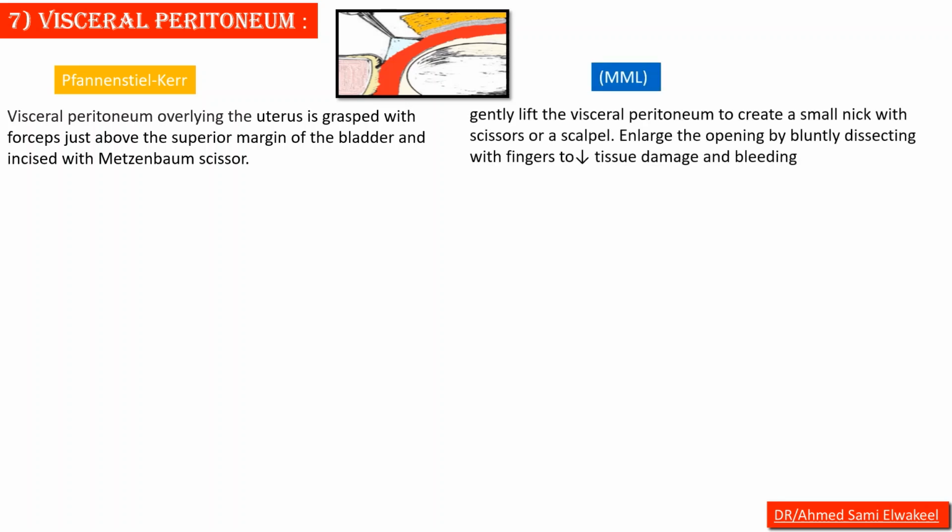Misgav method, modified Misgav: gently lift the visceral peritoneum to create a small niche with scissors or scalpel. Enlarge the opening by bluntly dissecting with a finger to decrease tissue damage and bleeding.